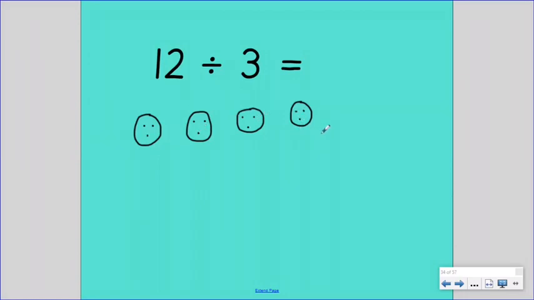It's very similar to the way that we grouped our objects before. So to get our answer, we now need to count up the amount of groups there are. How many groups of 3 can you see? Well done, we have got 4. 1, 2, 3, 4. So our answer is 4. 12 divided by 3 equals 4. Okay, let's have a go at another one.